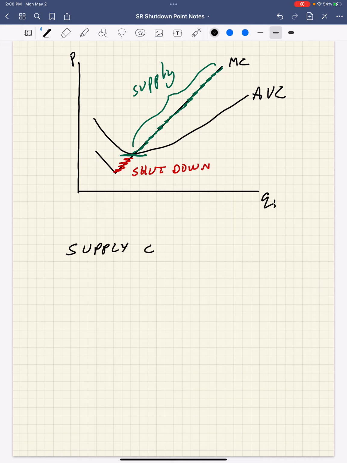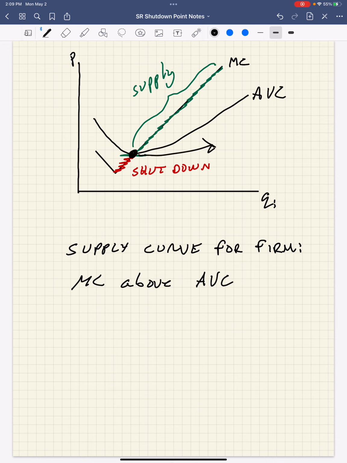So our supply curve for the individual firm will be the marginal cost, which is kind of how we've always thought about it. But now we can be more specific. It's the marginal cost above that shutdown point, that average variable cost. So right at that intersection there, where marginal cost hits the average variable cost, that is going to be the shutdown point.